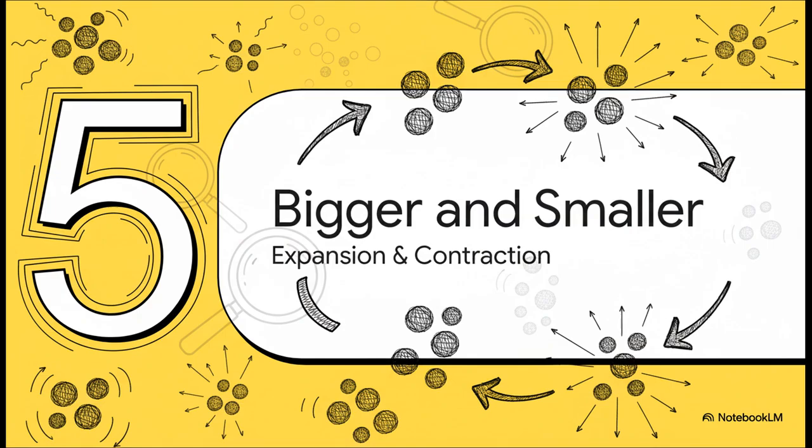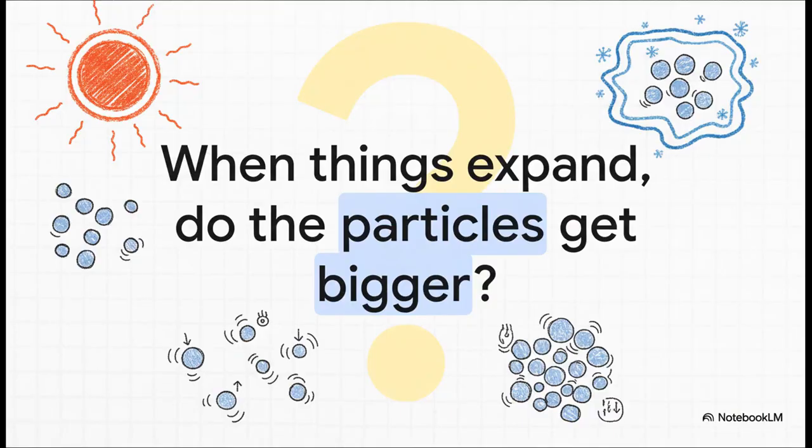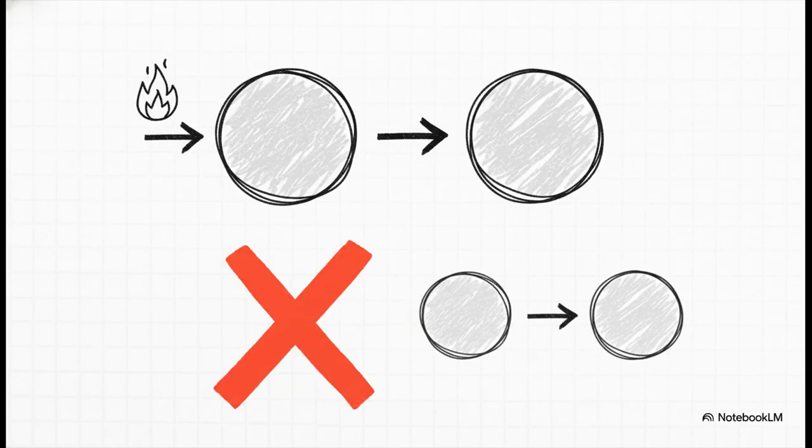Okay, so now that we know about these tiny moving particles, we can explain something else that's really cool. You've probably heard that things expand or get bigger when they get hot, like a metal railway track in the summer. So here's the question for you. Does that mean that the tiny little particles that make up the metal are actually getting bigger? What do you think? The answer is absolutely not. The particles themselves don't change size one bit, not at all.